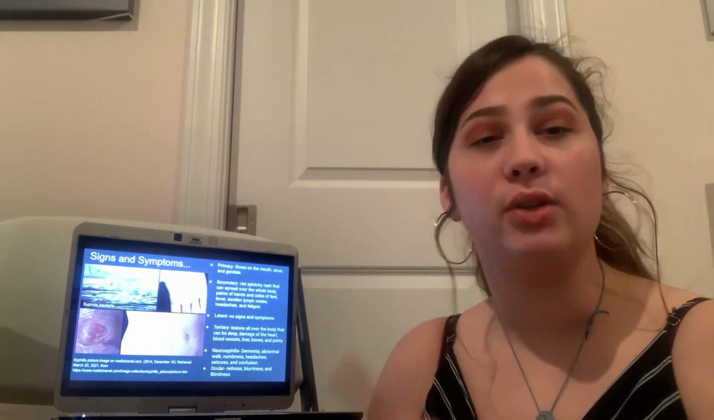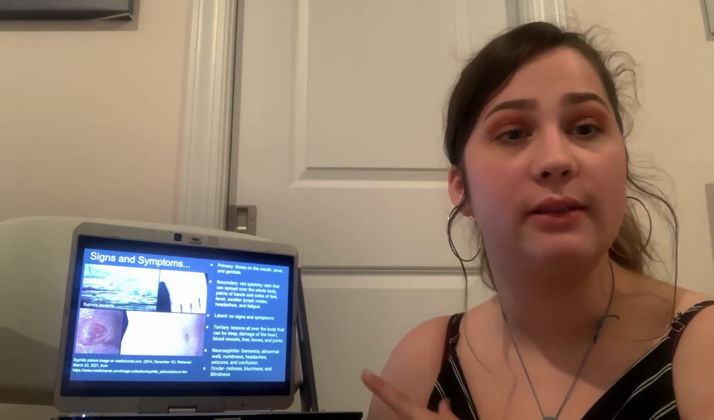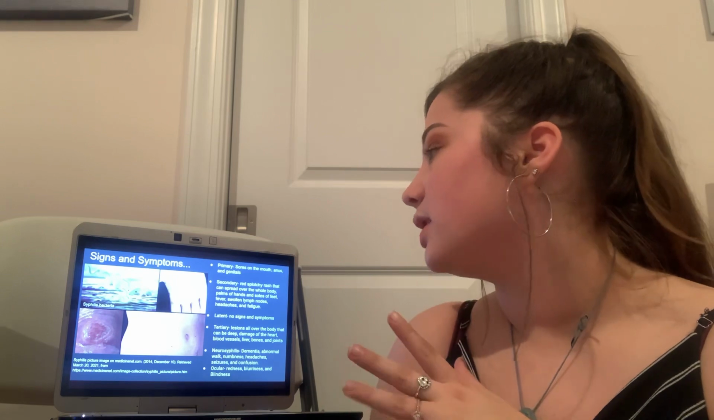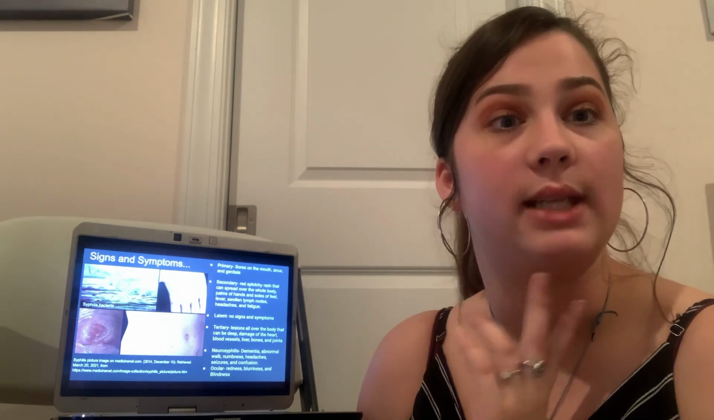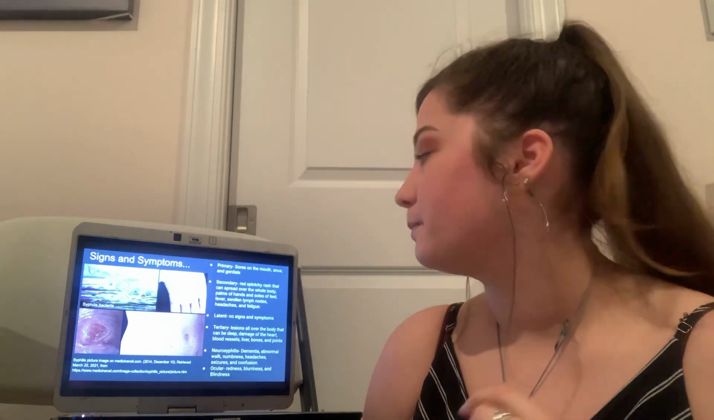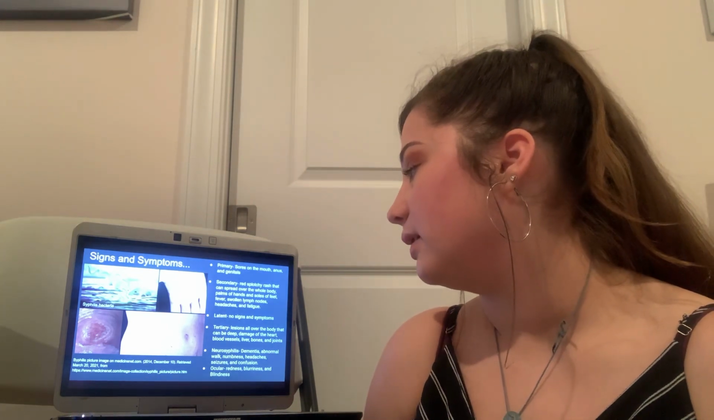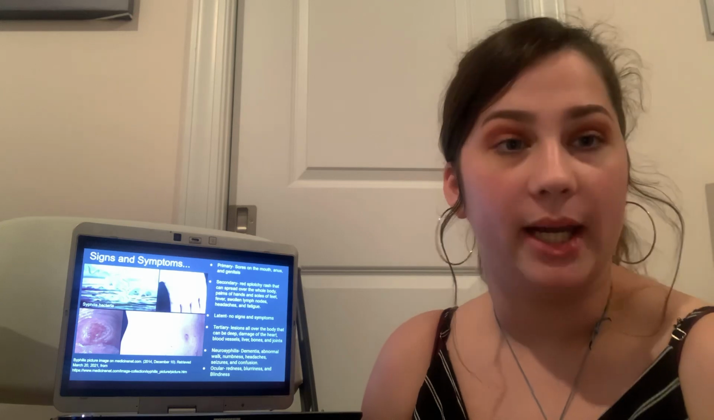And the last two, neurosyphilis and ocular syphilis, are not actually part of a stage. There are really only 4 stages. But I went ahead and included them anyway because I felt like it was important.